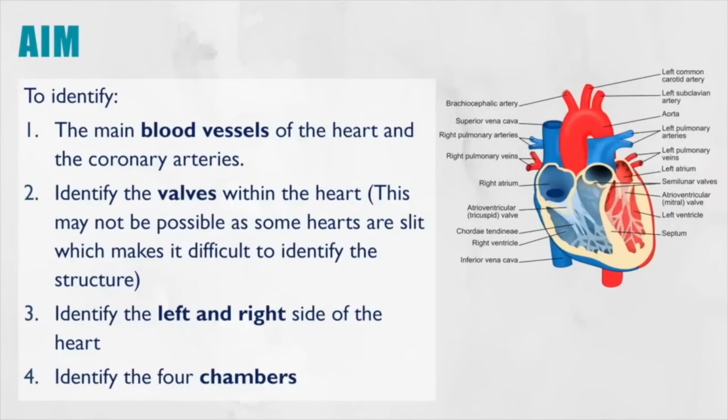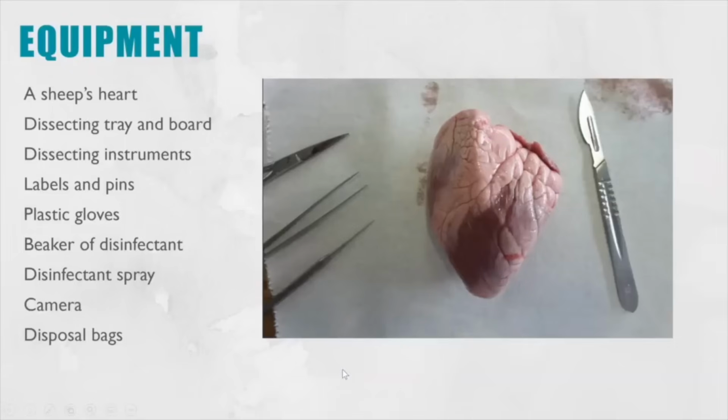So the aim for the heart dissection is to be able to identify the main blood vessels that you learn in topic 3. So looking at the vena cava, the pulmonary arteries, the pulmonary veins and the aorta. Can you identify the valves within the heart? And sometimes this isn't possible because sometimes when you do get hearts from the butchers to be dissected, they've been slashed open and actually cuts through the valves. Can you identify the left and the right side of the heart? And finally, the 4 chambers. Now you may be given slightly different aims by your school, but I'm going to focus on these ones for now. So you'd need to know what equipment to use.